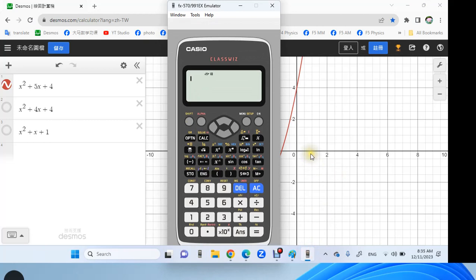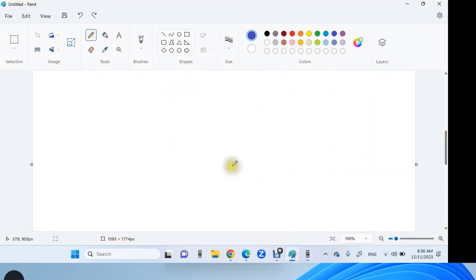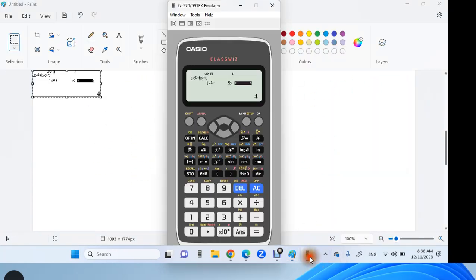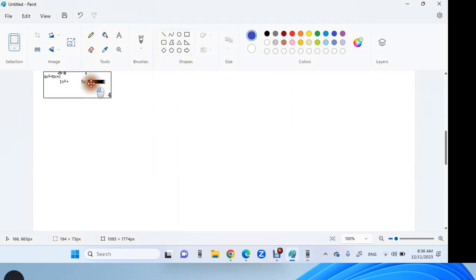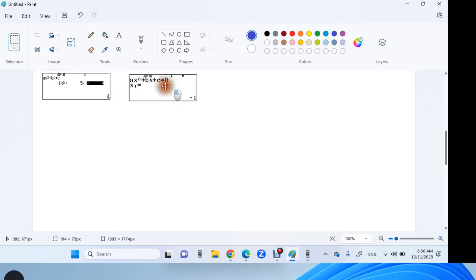We can use our calculator. The Casio 570EX is a very powerful calculator. So we go to equation number 2, polynomial degree 2. I key in the coefficients 1, 5, 4, and I press equal. Then the calculator will return x equal to -1. Then this is the root.